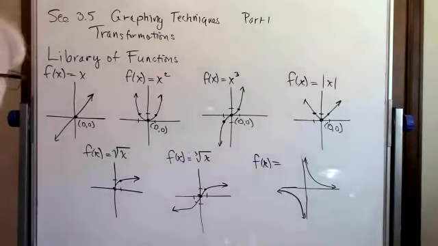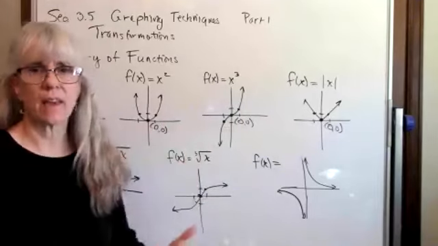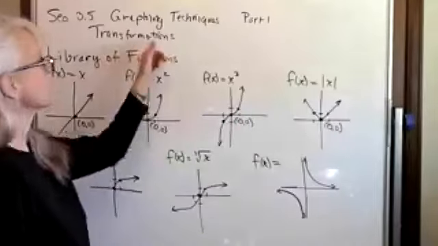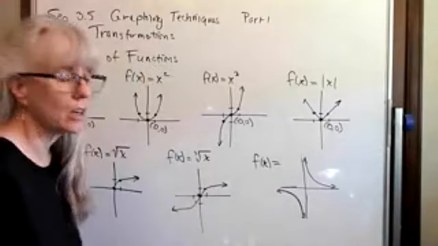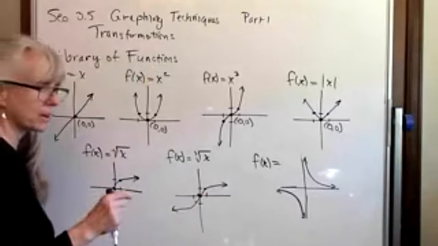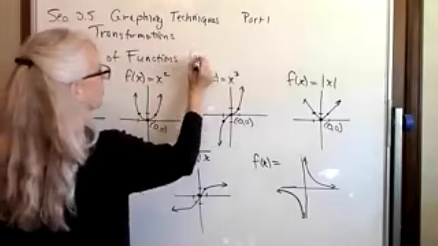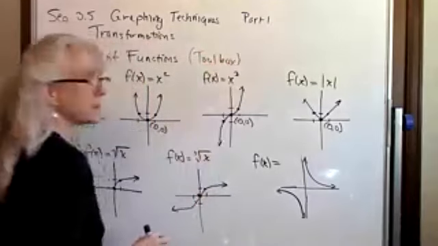In section 3.5, we take a look at the library of functions and shifting them around the axes, stretching and compressing and reflecting them. So it's really all about transformations of this basic library of functions. So a gentle reminder of the 7 library of functions you're supposed to know. I call these our toolbox functions. So think of these as functions that you have in your toolbox that you know quite a bit about already.